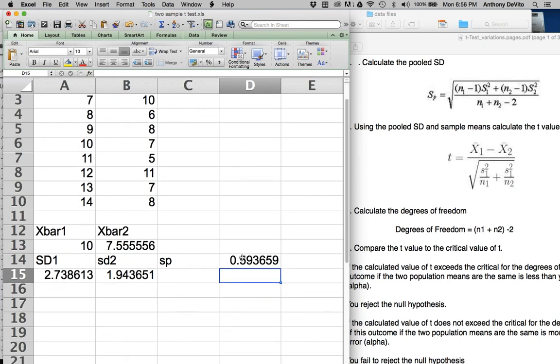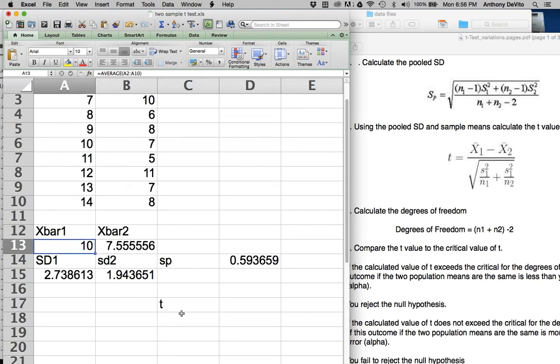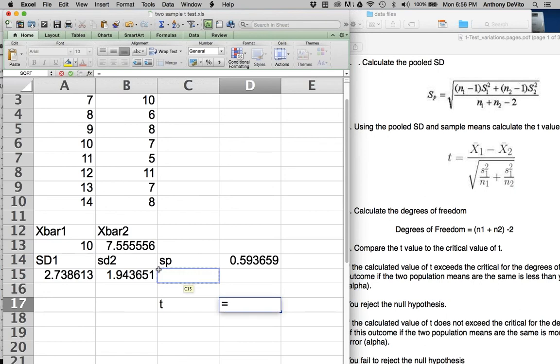Okay, so now I'm going to use my pooled standard deviation in this formula down here, and I'm going to calculate my t-score. Let's calculate our t-score. I'm going to do this in 2 steps. I'm going to calculate the numerator first, which is x1 minus x2. So I'm going to take the bigger number minus the smaller number, just to make it convenient. 10 minus 7.55.